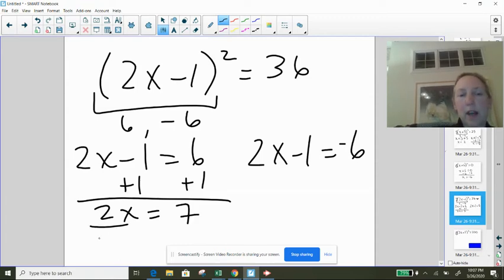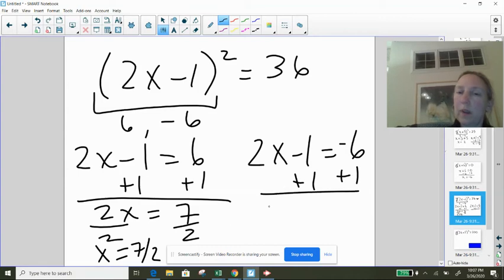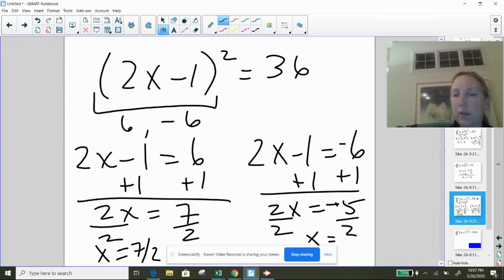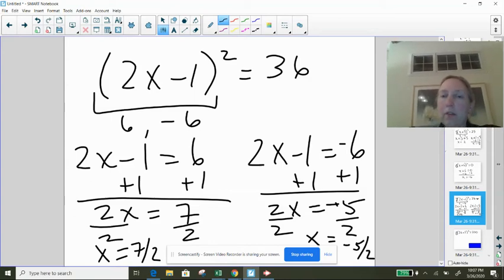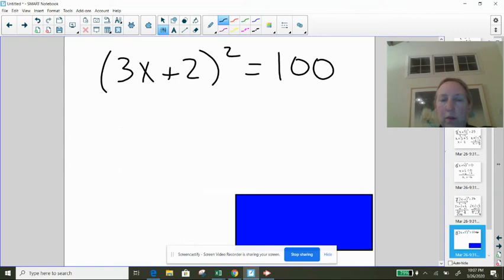Add 1 to both sides, divide by 2, and you get 7/2. And then do the same thing with your second equation. 2x is negative 5. Whoops. Divide by 2, and you get negative 5/2. Kind of ran out of room there. This one's kind of hard. You can go back, play it again, and watch it again, but I'm going to give you one to do on your own. So pause the video and do that question.